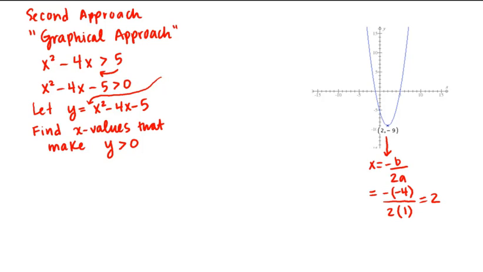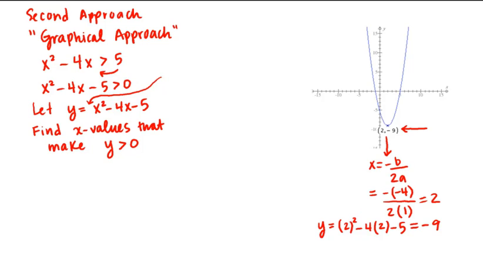And then we can find the y-coordinate of the vertex by plugging that value 2 into the equation. So we'd get y is equal to 2 squared minus 4 times 2 minus 5. And 2 squared is 4, and 4 times 2 is 8. So we have 4 minus 8 minus 5, which is equal to negative 9, which is how we get this vertex here.